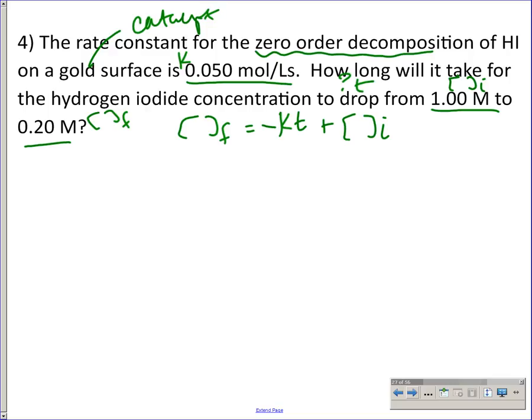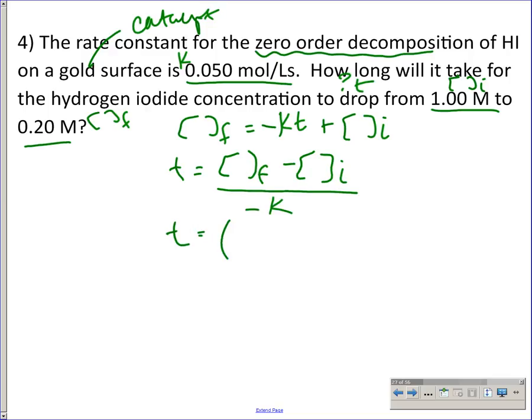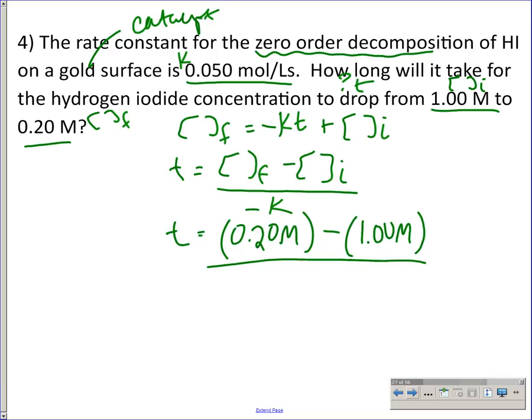Got you. Okay, so solving for t. Go ahead and solve for t in terms of just variables. So final minus initial over negative k. All right, so time is equal to final, which is 0.2 molar minus 1 molar, divided by negative 0.050 molarity per second. What's that time? Whenever we get there. Ready?